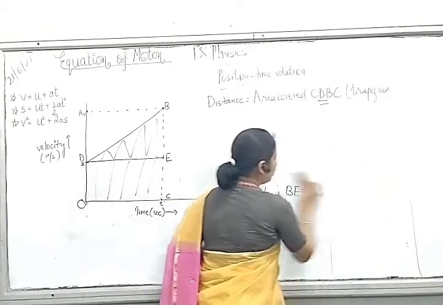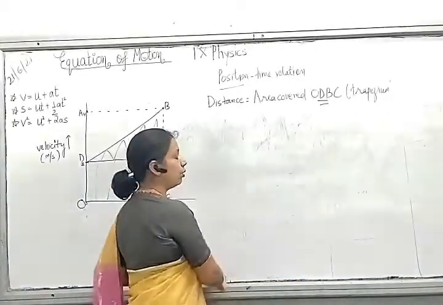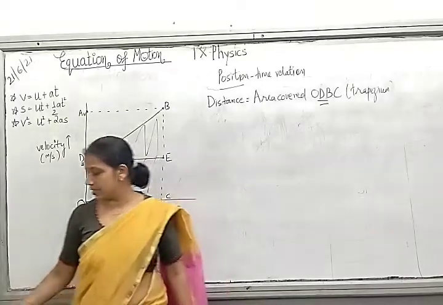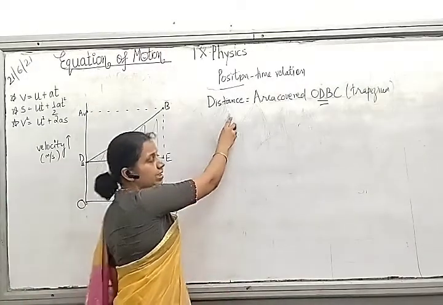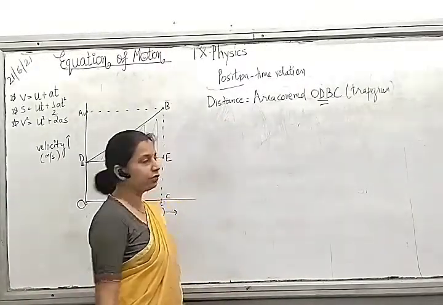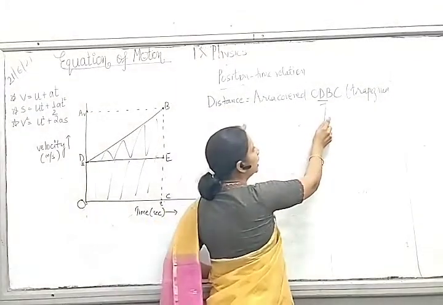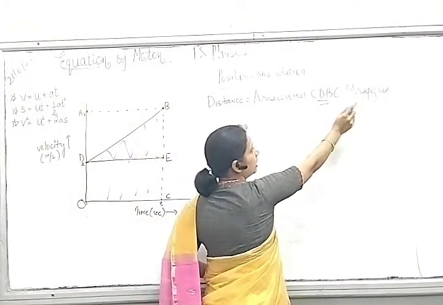So here also you have to find position. That means what you want here is distance. So same thing here, distance, we already know this from the second equation of motion. Distance is the area covered by this trapezium, that is ODBC.